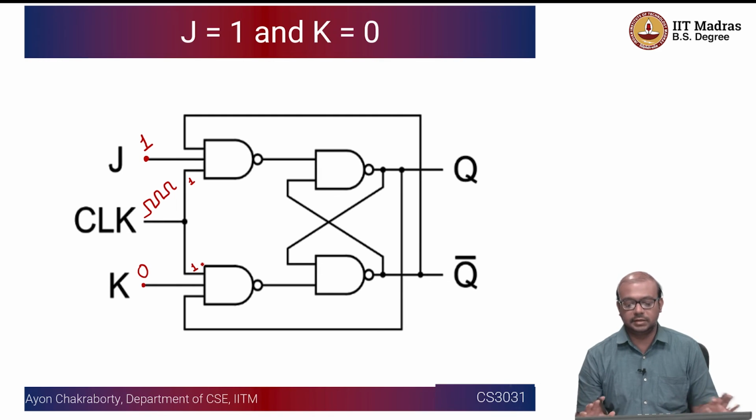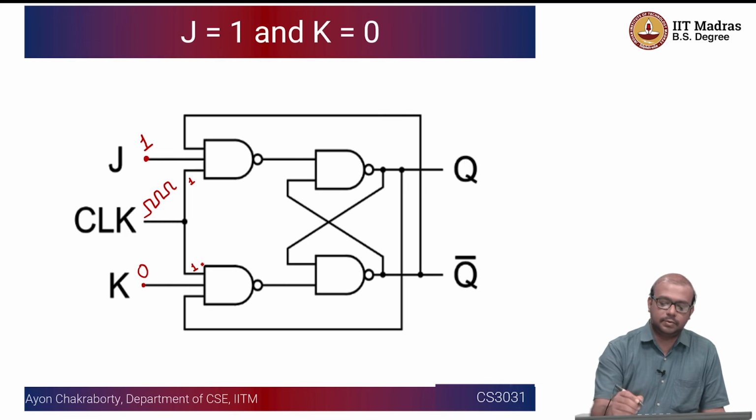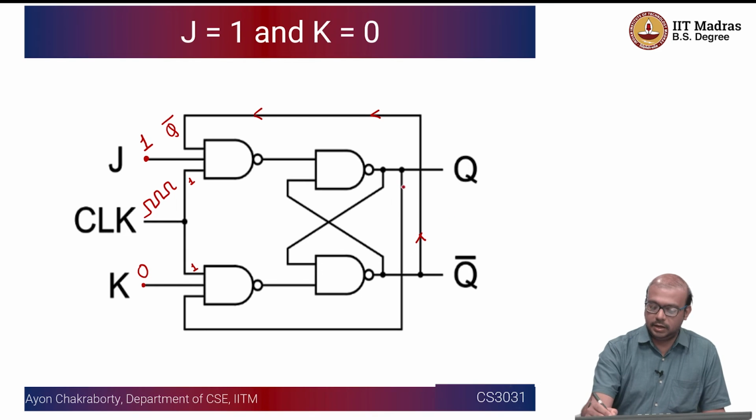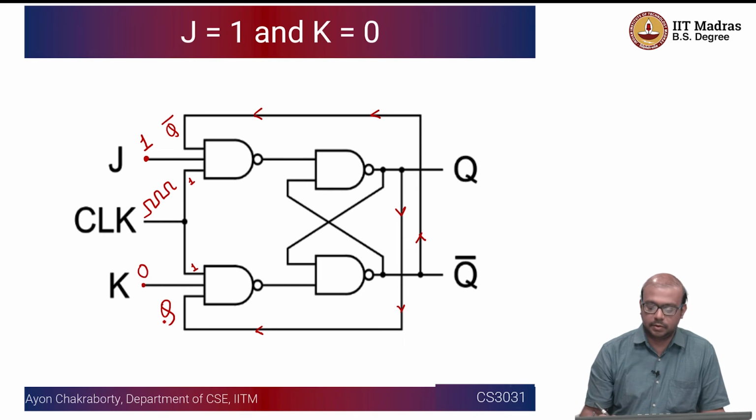So we are going to consider this particular setting where J equal to 1, K is equal to 0, and the clock input is also going to be 1 in these NAND gates. Now similarly, you can have the same thing done here, just flipped. So Q bar comes here and Q goes downwards to K. So this is Q.